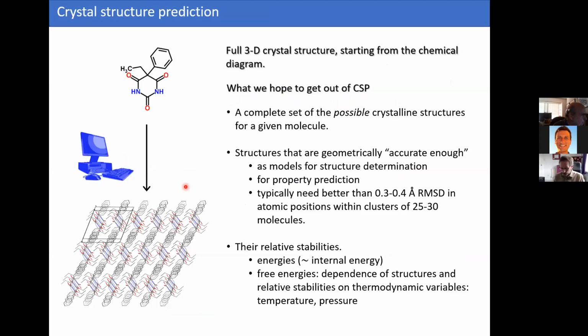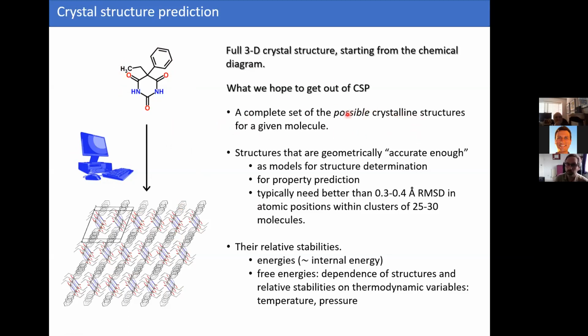So crystal structure prediction then are computational methods we're developing to try to predict what structures we'll get just from a chemical diagram like what we have here in the top, via computational methods. We want to predict the crystal structure or structures, and that's why polymorphism is important, that we might get from this molecule. So what do we hope to get out of these methods?